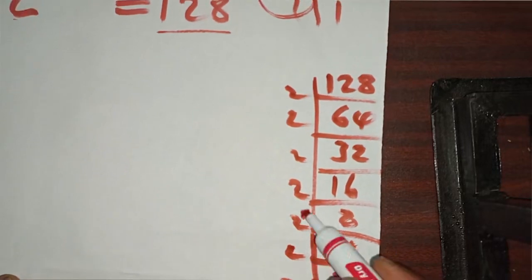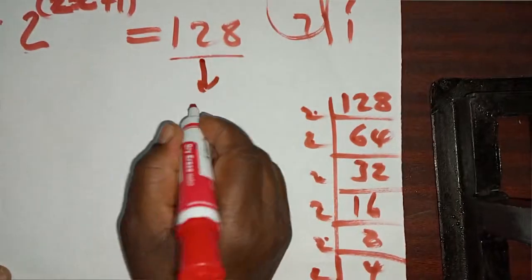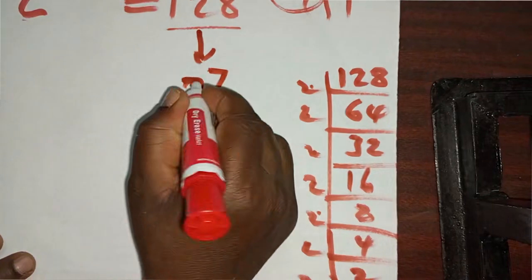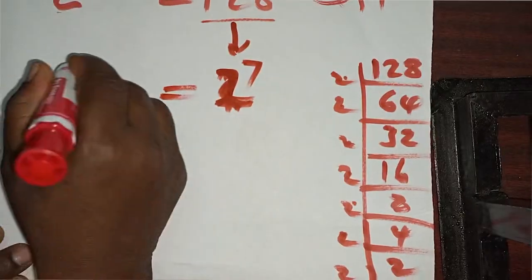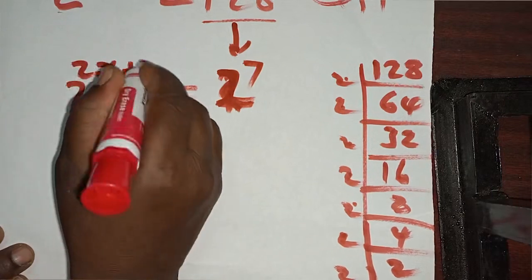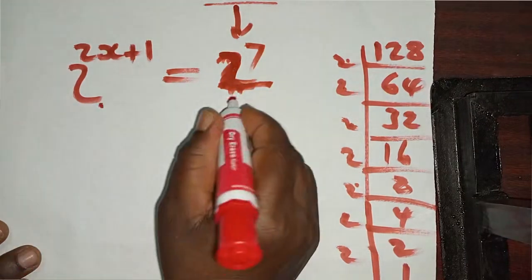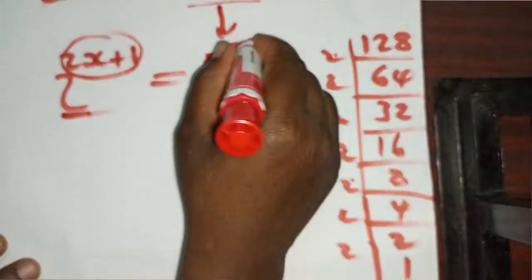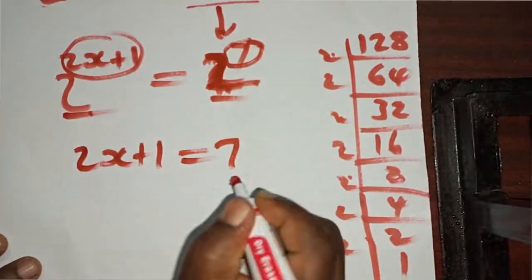We have 1, 2, 3, 4, 5, 6, 7. Meaning 128 here can be rewritten as 2 to the power 7, which equals 2 to the power 2x plus 1. Now, we see that these bases are the same. We have 2 there, we have 2 there. And then just equate the powers here. It means now to say 2x plus 1 equals 7.